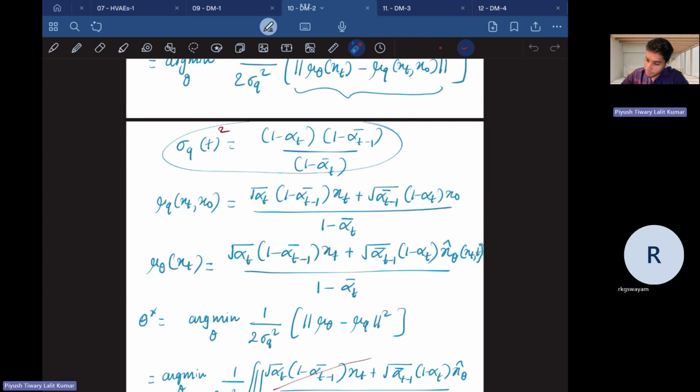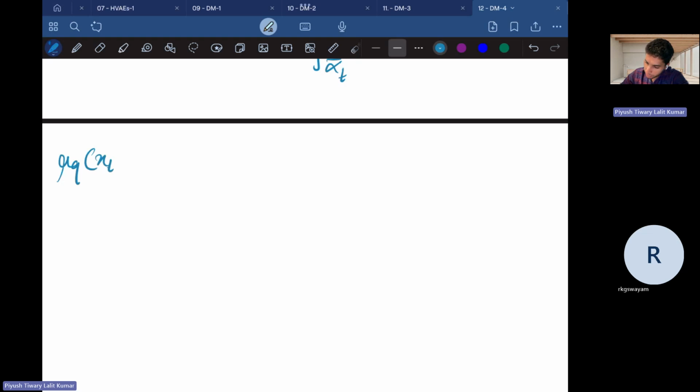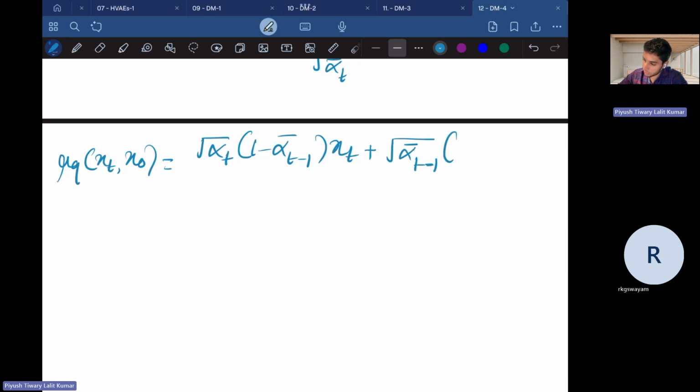So let's do that. So mu q of xt comma x naught, what was this thing? This was actually root of alpha t, 1 minus alpha t minus 1 bar xt plus square root of alpha t minus 1 bar 1 minus alpha t x naught, right? Divided by 1 minus alpha t bar. This is what it was, right?